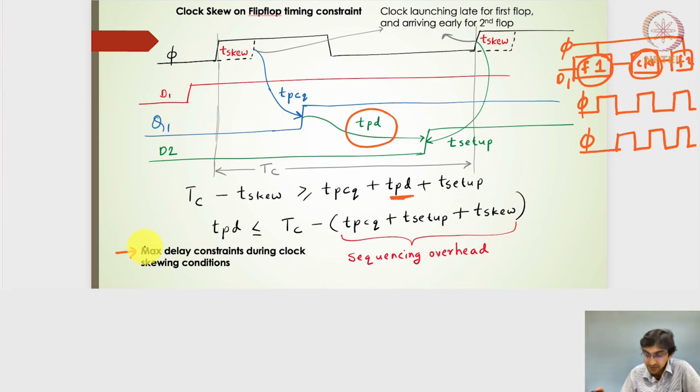Right. Remember that in an ideal clock where the clock arrival time is the same for all the flops, this skewing effect will not be there.